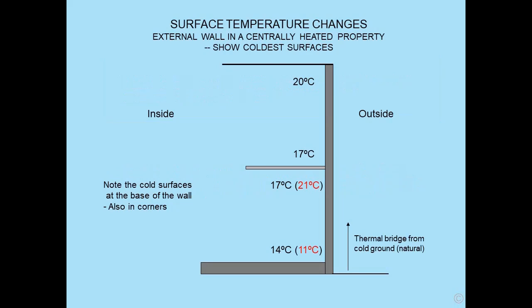Even if we take a normal property per se, there are variations, especially in corners and bases of walls, in surface temperatures. And here's one example. In this case, it's the same house. In the downstairs, at one time it got up to 21 in the corner on the surfaces, but on the bottom it went down to 11 degrees. In essence, the wall at the base of a building can act as a thermal bridge from the cold ground.